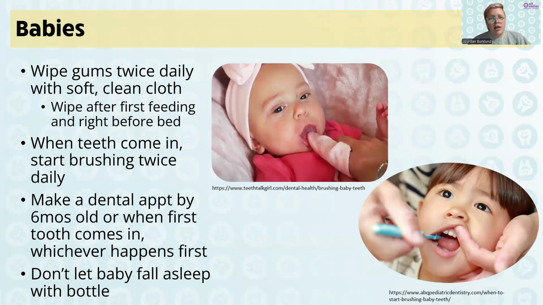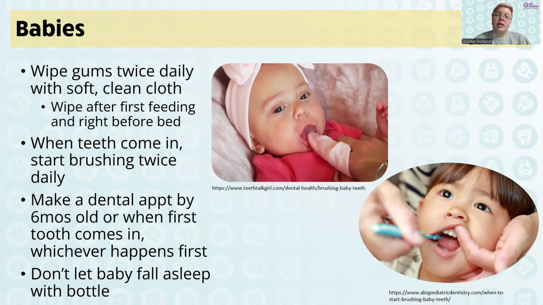For babies, even before they have teeth, you can start cleaning them out. So we recommend wiping their gums twice a day with like a soft, clean cloth. Good times are right after their first feeding and right before bed to kind of get them in that routine because before you know it, the teeth are going to start popping in.